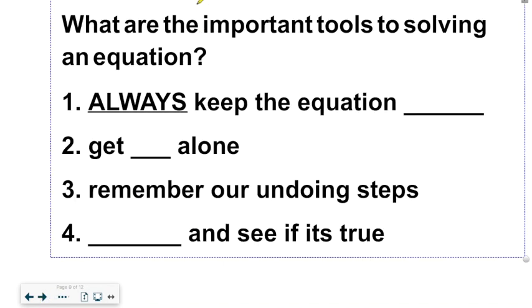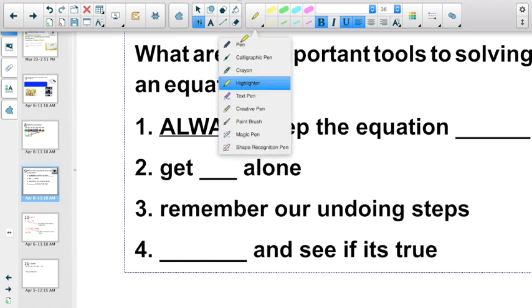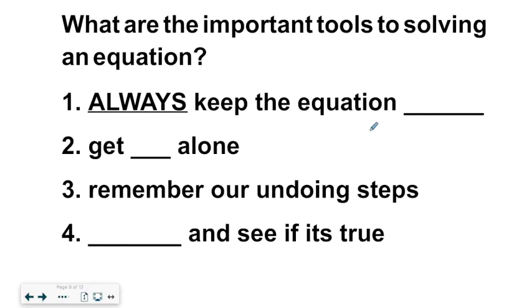And now, what we want to do is, if you remember the most important parts of solving an equation, what do we have to do? Always keep the equation balanced is the first one. My handwriting's getting a little better. And what do we want to get all alone? Well, we want to get our x all alone. Or a variable, but usually it's going to be x.